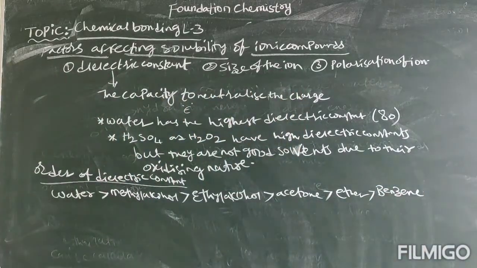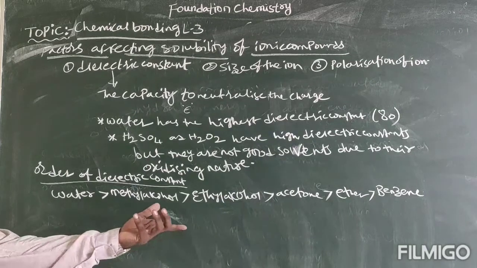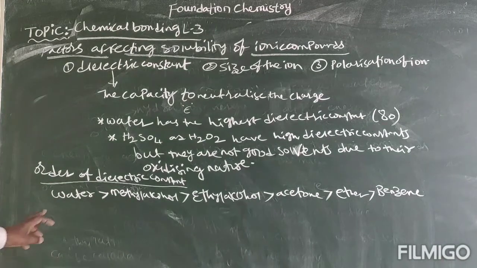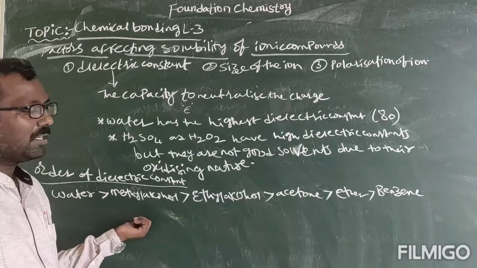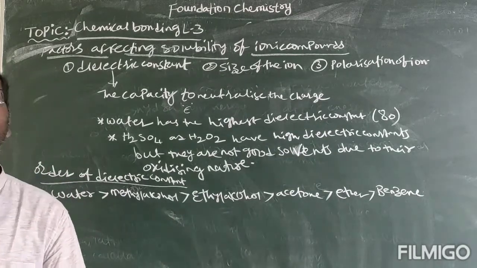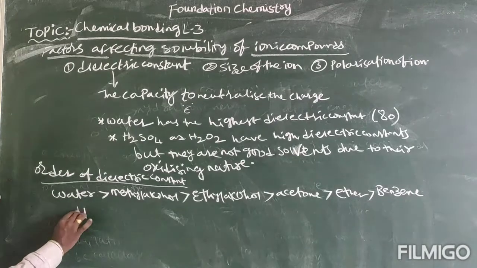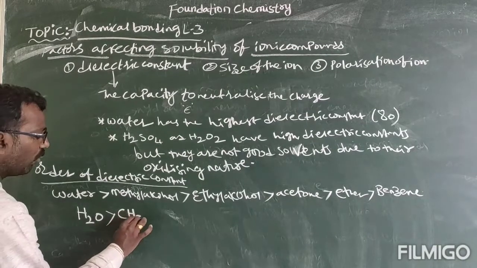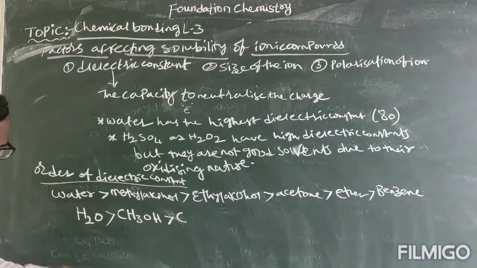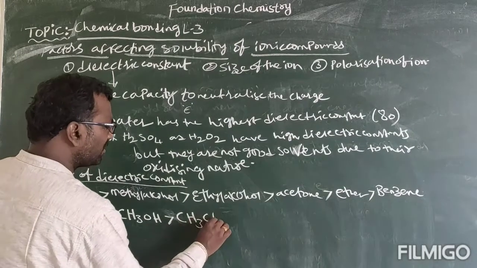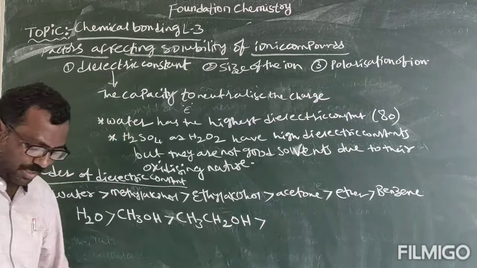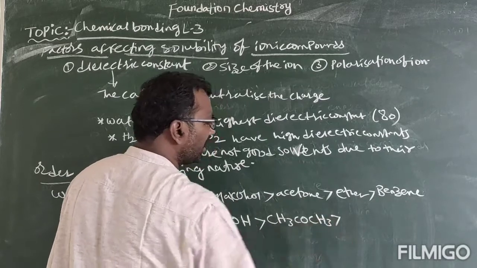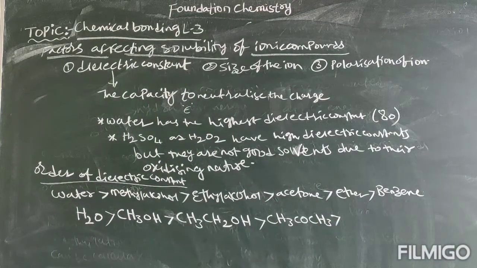So in competitive exams you can get this question: what is the order of the dielectric constants? We all know that water has the highest dielectric constant. Next to water, alcohol. In this, the one which has fewer hydrogens has more. You can see the formulas: H2O, methyl alcohol CH3OH, ethyl alcohol C2H5OH, that is CH3CH2OH, acetone CH3COCH3, ether CH3OCH3.